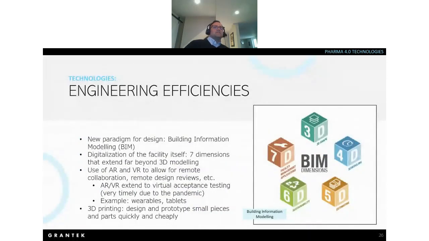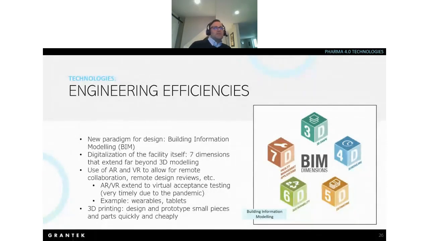There are many technologies that can bring about engineering efficiencies. The first one I want to discuss is building information modeling, or BIM. BIM is a highly collaborative facility design process that allows architects, engineers, contractors, manufacturers, and other stakeholders to plan, design, and construct a building within a single model.